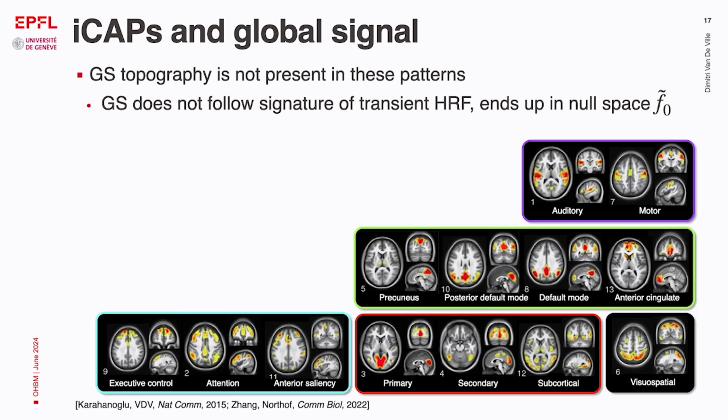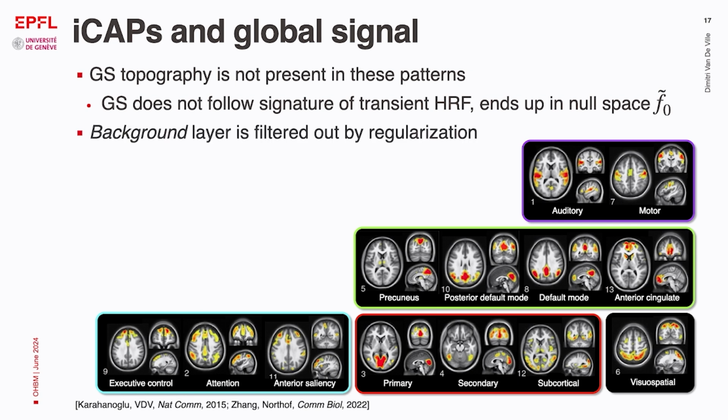So that's one CAP, but if you look at the whole set of CAPs, there is not something here like a constant map or something that is suggestive of a global signal topography as such. And that means, because of this optimization, that the global signal actually does not follow the response of a hemodynamic response function. And thus, if there is something more smooth, it ends up in the null space, and it doesn't corrupt, if you want, these innovation-driven coactivation patterns.